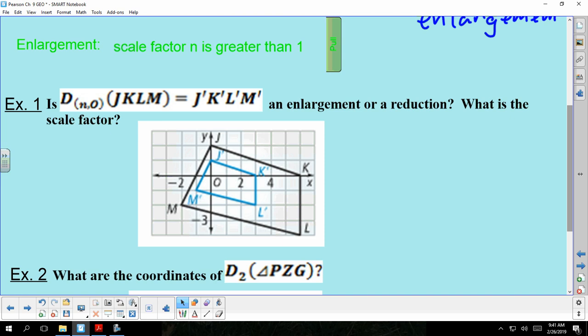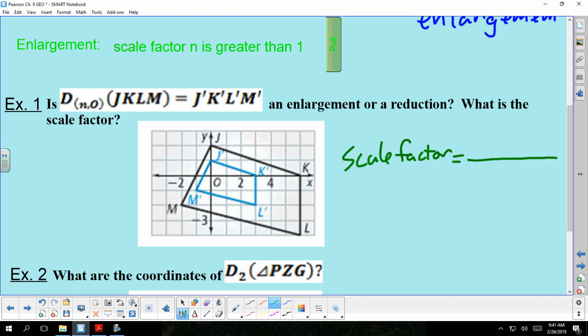So are we getting smaller or bigger? Smaller. So this is a reduction. Right? This is a reduction. So I want to figure out the scale factor of the reduction. So I want to figure out what n is. So a nice, easy way to do this is let's figure out the scale factor. That scale factor n, we're going to do our side length of the image over the side length of the pre-image.